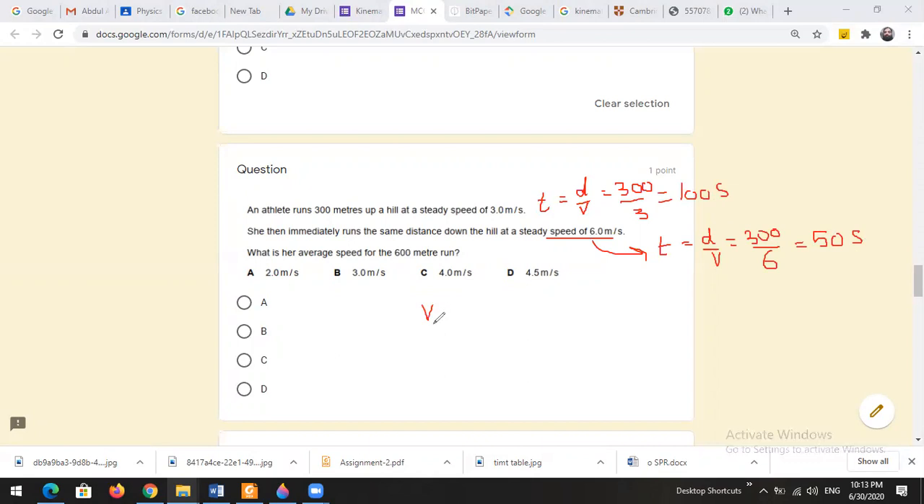So average speed will be equal to total distance over total time. Total distance is 600, 300 plus 300. And total time is 100 plus 50, 150. So average speed will be equal to 4 meters per second. So that is why option C is correct. Okay, clear this and then moving to the next question.